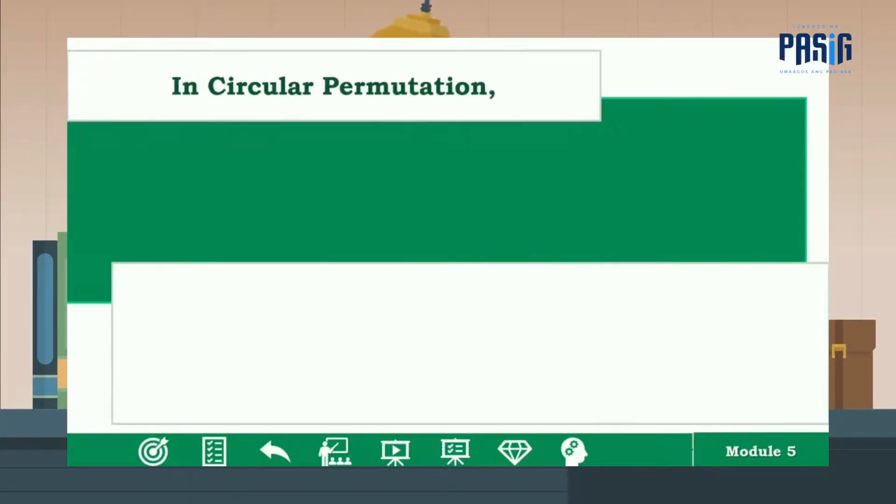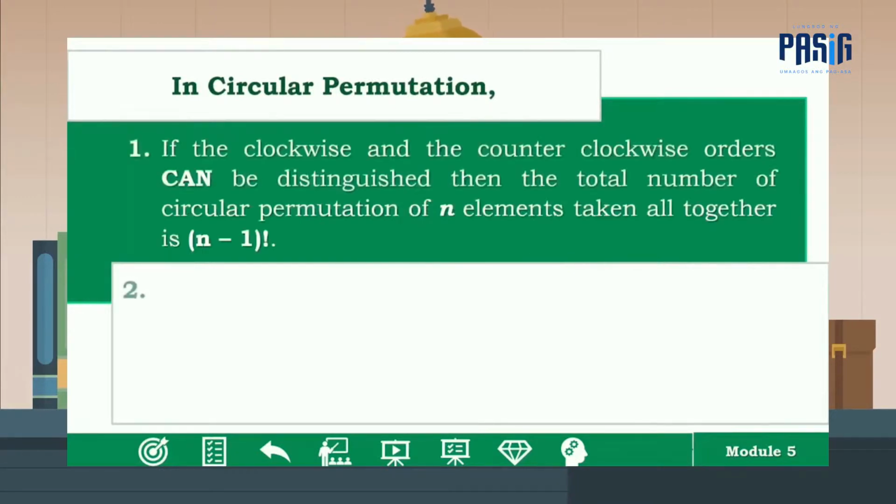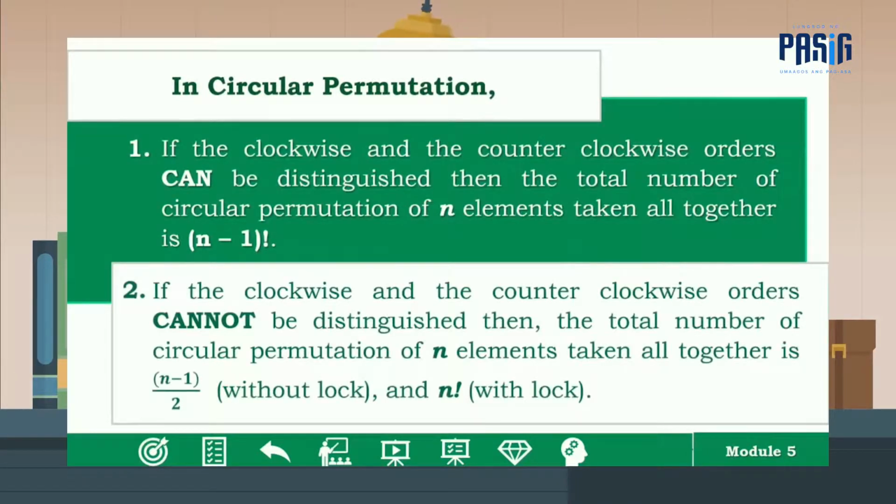To wrap up, in circular permutation, if the clockwise and the counterclockwise orders can be distinguished, then the total number of circular permutations of n elements taken all together is n minus 1 factorial. And if the clockwise and the counterclockwise orders cannot be distinguished, then the total number of circular permutations of n elements taken all together is n minus 1 factorial divided by 2. And that is for without lock. And n factorial with lock.